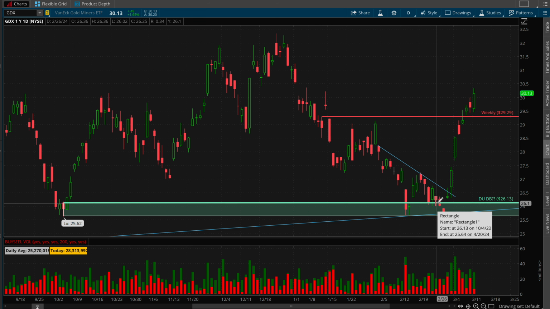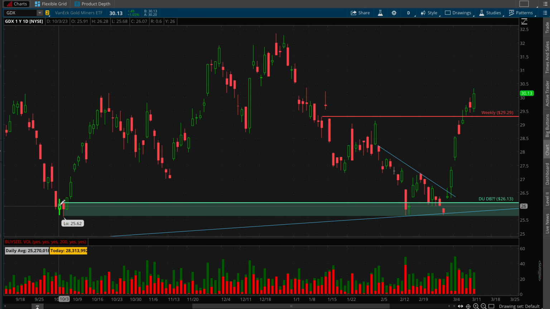So my plan was I was going to enter in here right around this $26 mark. It's a whole number, psychological number, with my stop loss below this low, 25.62. That was my stop loss. I'm right around there. And what I ended up doing was I got in again half position, and my target was initially this weekly. This would be my target, this weekly.